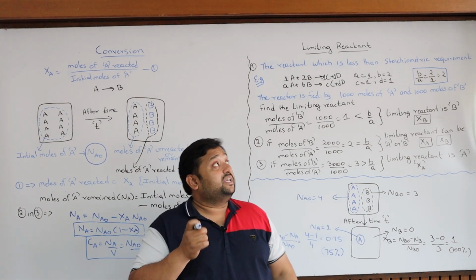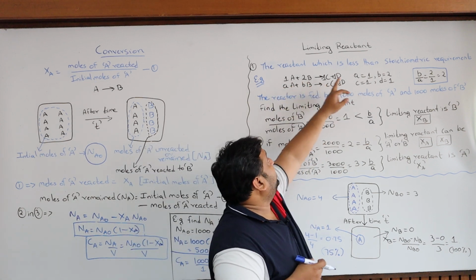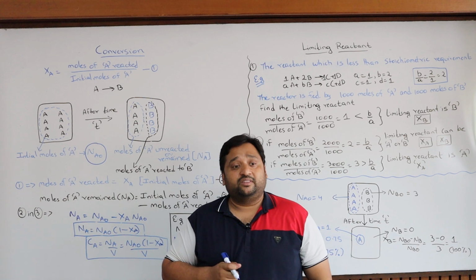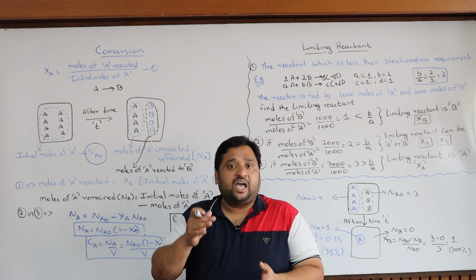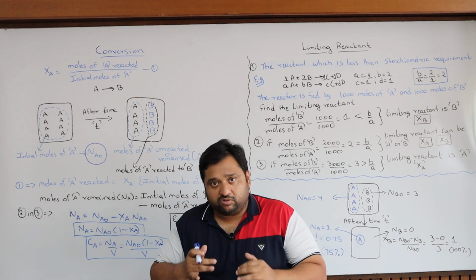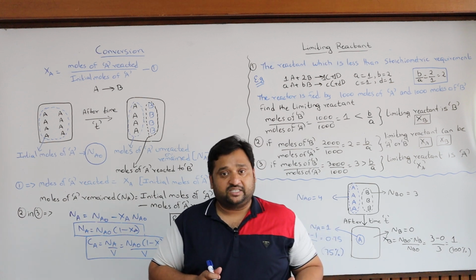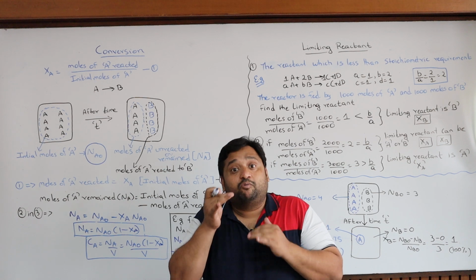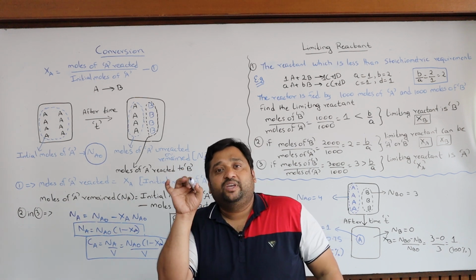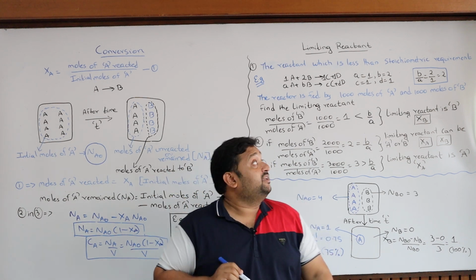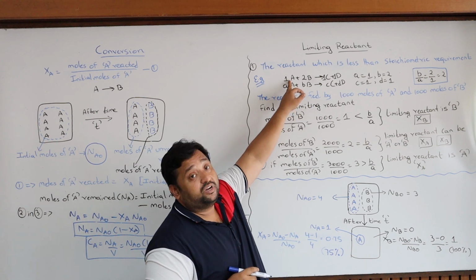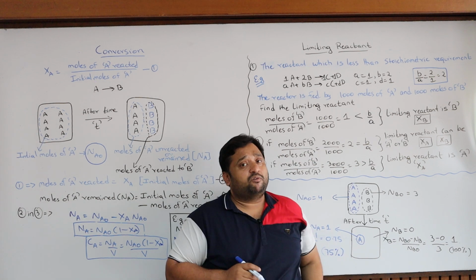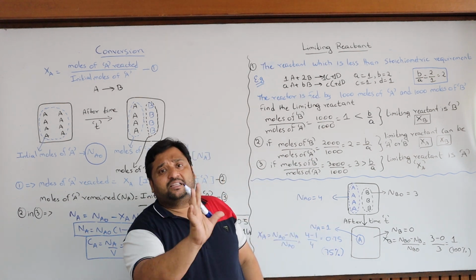In a very simple sense, a limiting reactant is the reactant which is less than the stoichiometric requirement. That means in a reactor I have certain moles of A and certain moles of B. Both are my reactants. I know the requirement, because the reaction is 1A plus 2B gives rise to C plus D. That is, 1 mole of A plus 2 moles of B gives rise to 1 mole of C with 1 mole of D. For the time being, neglect the products.